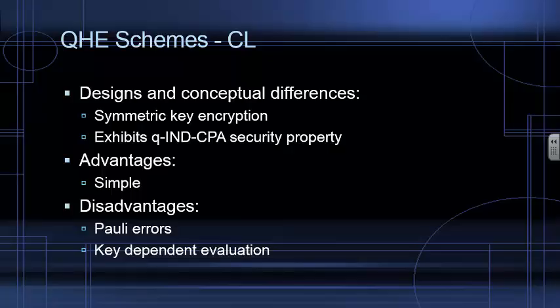One of the disadvantages is that because of conjugation of the circuits, Pauli errors occur, and it's key-dependent evaluation.